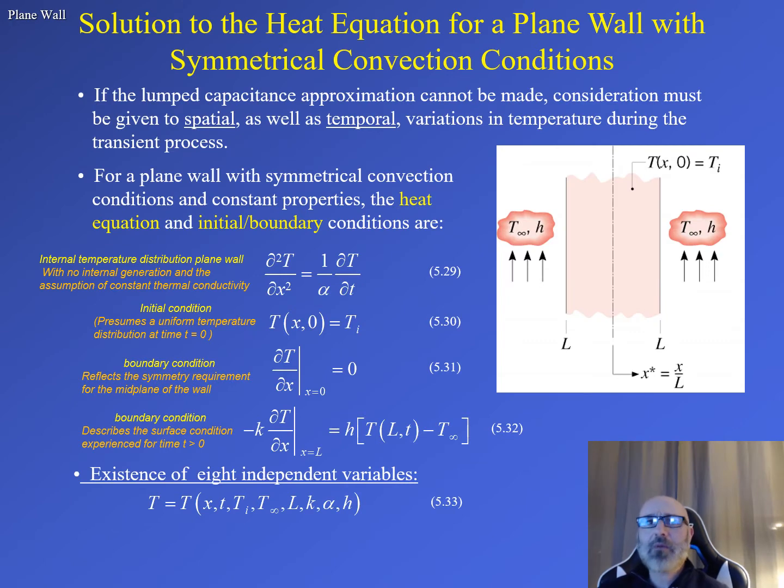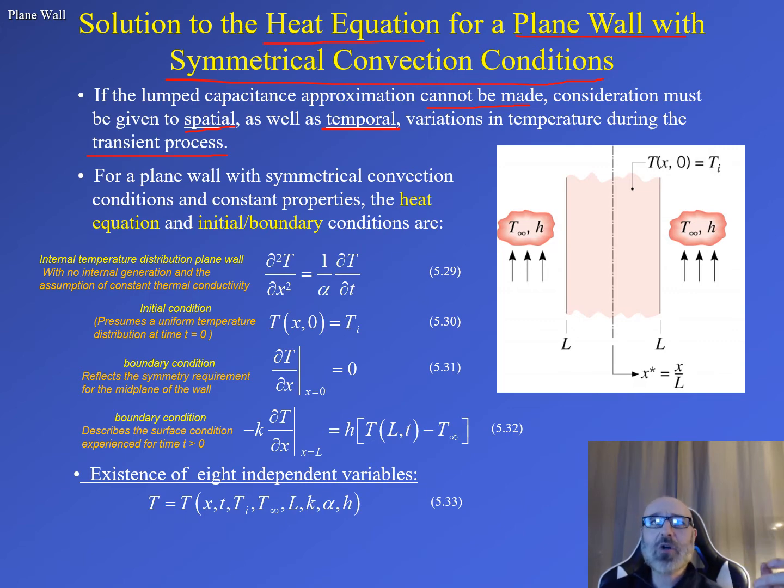Continuing on, let's take a look at a simple situation where we have a plane wall with symmetrical convection conditions. If we want to find the solution to the heat equation for this plane wall, we would realize that for a large Biot number, the lump capacitance method is no longer possible. If the lump capacitance approximation cannot be made because of the larger Biot number, then consideration must be given to our spatial as well as our temporal variations in temperature during the transient process.